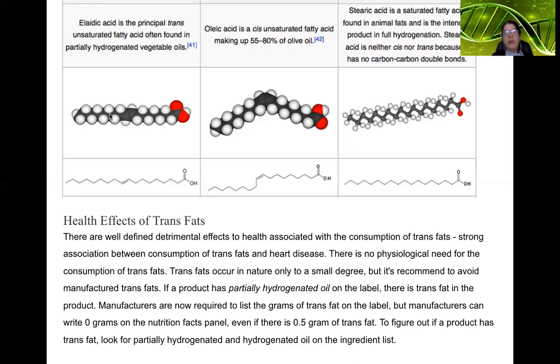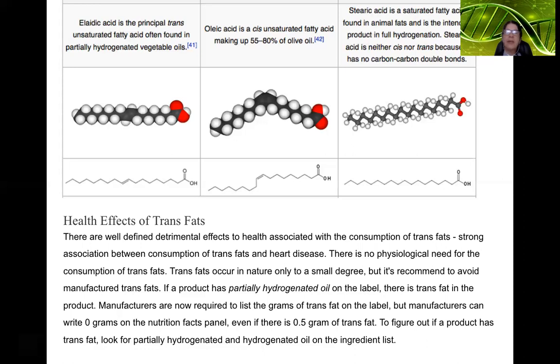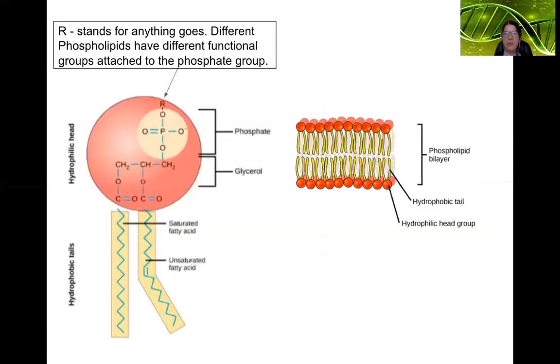Now, manufacturers are required to list the grams of trans fats on a label, but manufacturers can actually get away with not telling you that their foods contain trans fats. So they can label 0 grams on the nutrition panel, even if there are 0.5 grams of trans fat. So to figure out if a product has trans fats, look on the label, and the ingredients list should say whether it contains partially hydrogenated oil. If the ingredients list says partially hydrogenated oil, then your food contains trans fats and you want to avoid eating too much of it. Okay.